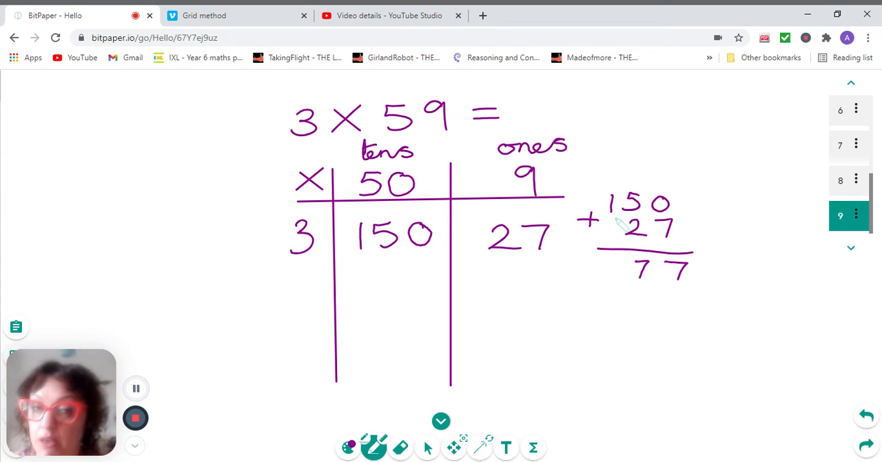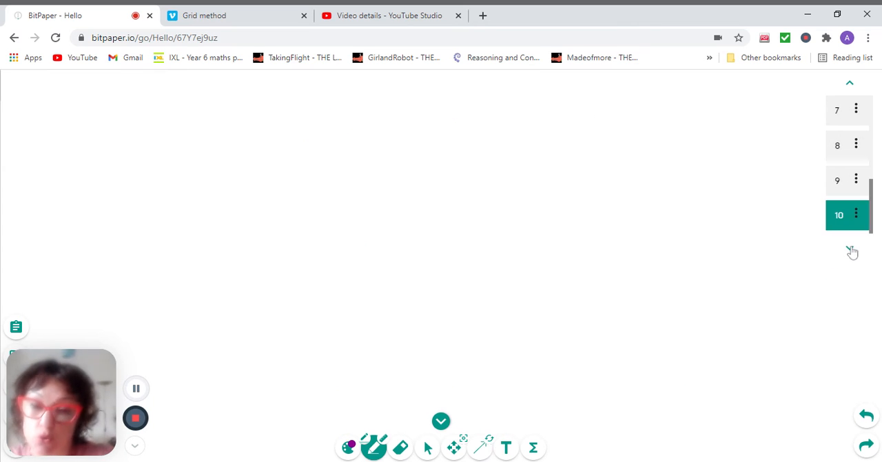Now we've got a 100, so a 1 here. We don't need to add it to anything because 27 doesn't have any 100s in it. So I'm just going to bring that 1 down here. So the answer is 177. So right there, we have just done 3 times 59. Pretty impressive, huh? Now, we're going to go on to the next page, and I'm going to give you one to do on your own.